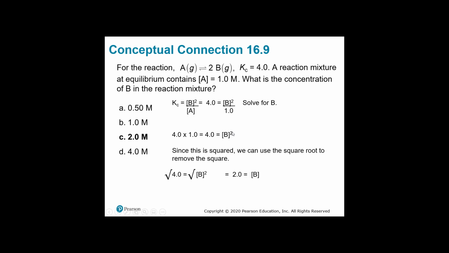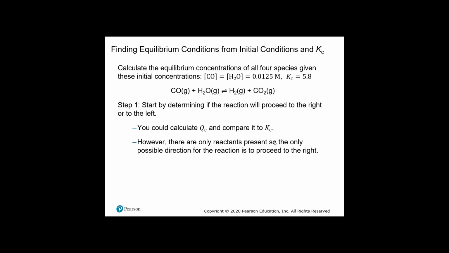Well, we need to get the square out of here. So how do we do that? We put the square root on both sides. So remember, what you do to one side, you have to do to the other. So we do the square root. Once we do the square root, that will remove that 2 there and leave just the concentration of B in brackets. And then we do the square root of 4, which ends up giving us 2. So the concentration for B is 2. This is pretty much an easy, simplified version of what we're going to do in this section.